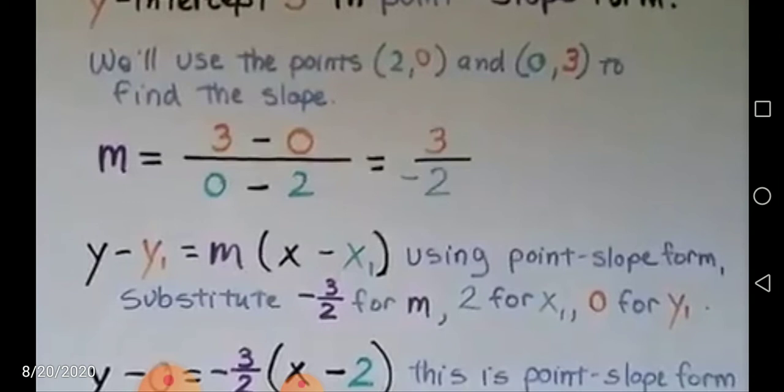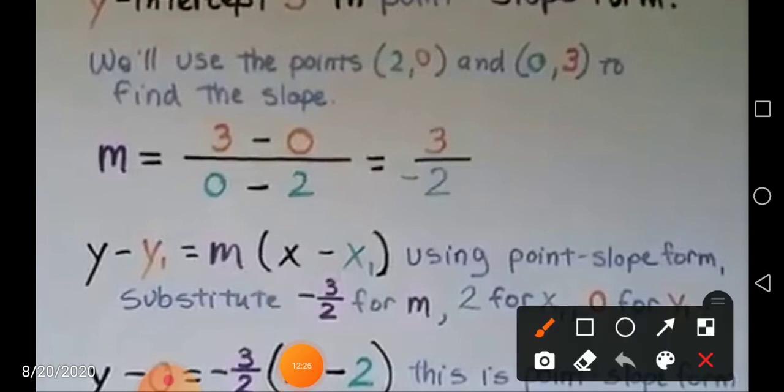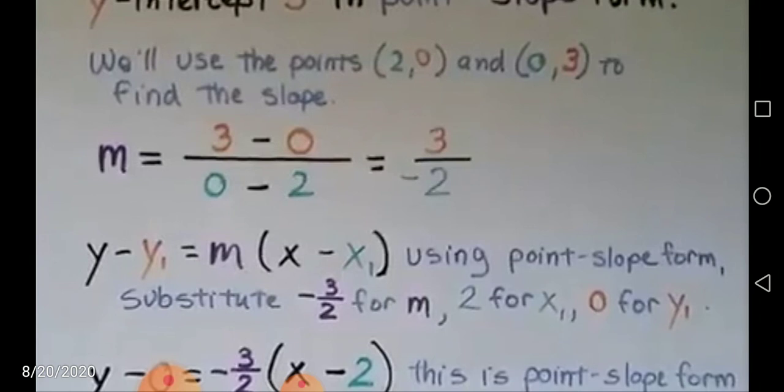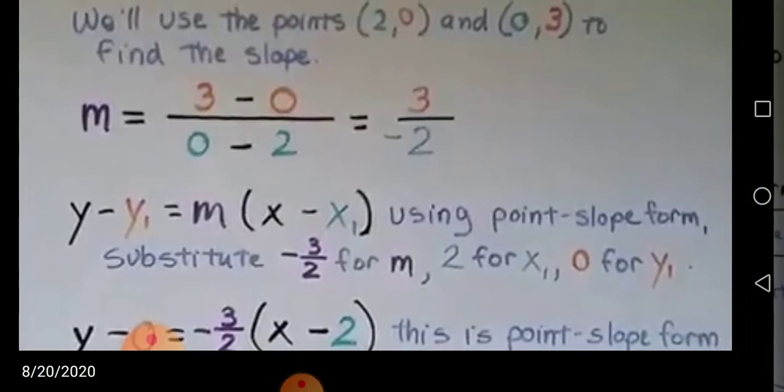Using point slope form, substitute what again? I use the slope for m, substituting the slope that I have calculated here, negative 3 halves. Negative 3 halves for m, this is the slope. 2 for x sub 1 and 0 for y sub 1.